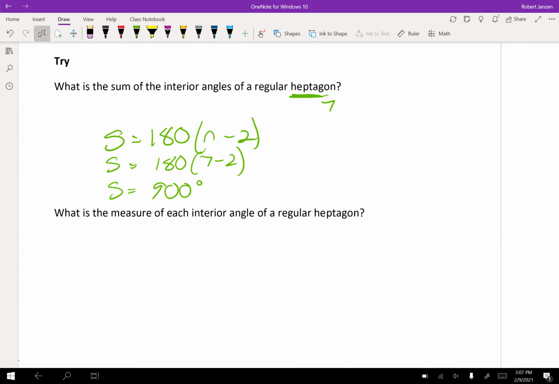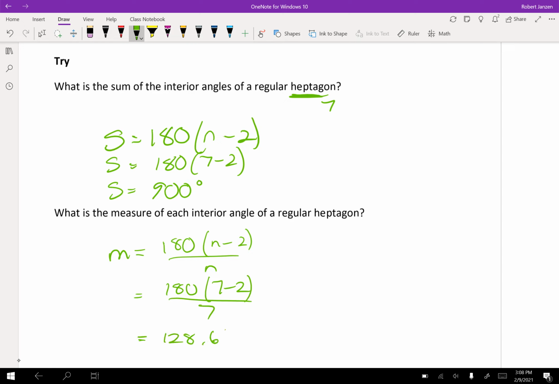Okay, how big is each angle going to be? Well, remember the measure formula was 180 times (n minus 2) over n. So this would be 180 times (7 minus 2) over 7. And if we put that in our calculator, I end up with 128.6 degrees. So if we were to draw a regular 1, 2, 3, 4, 5, 6, 7, there's a regular 7-sided figure. That's a heptagon. That means each one of these angles is 128.6 degrees.